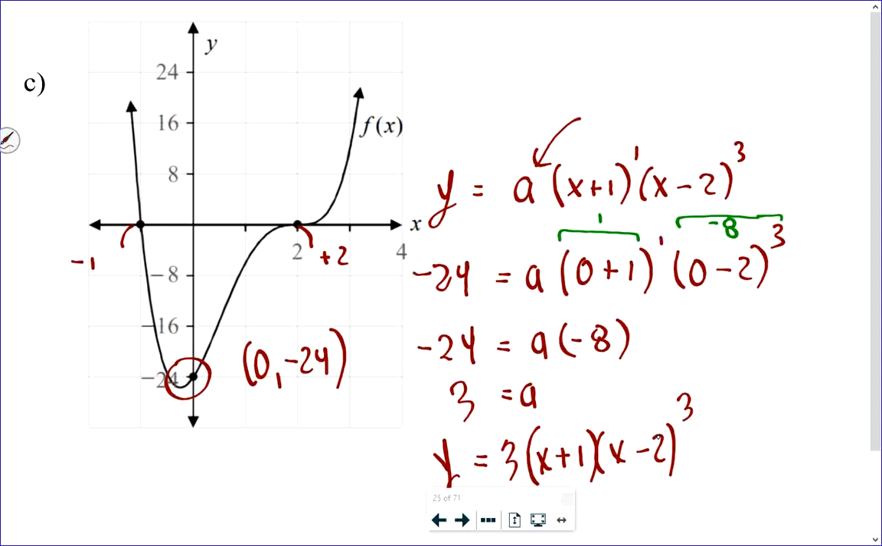Go ahead, Ian. How do you know that the factor x minus 2 has an exponent of 3? Because the graph has an inflection point. Well, how do you know it's not x minus 2 to the exponent of 5? Because, as I've said before, we always assume the minimum degree. Oh, okay. Otherwise, it's an impossible question, right? Always assume the minimum degree.